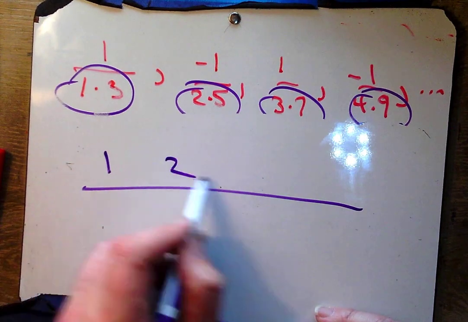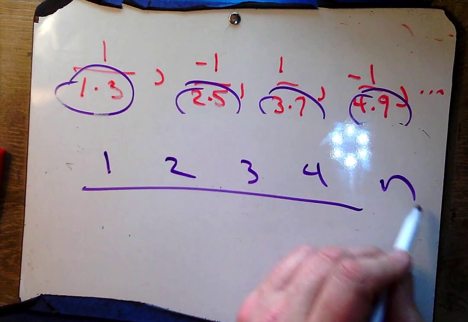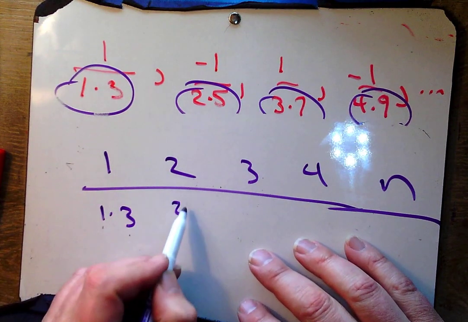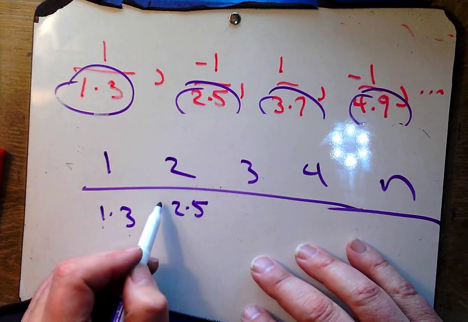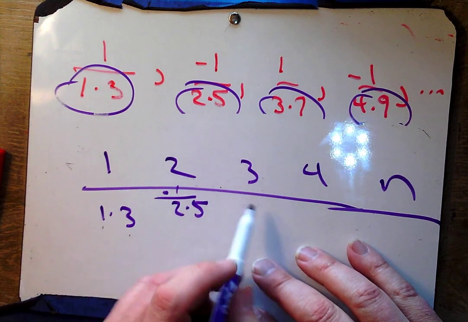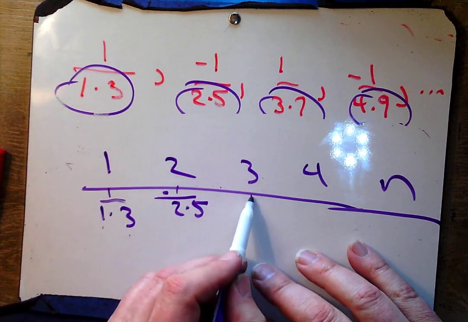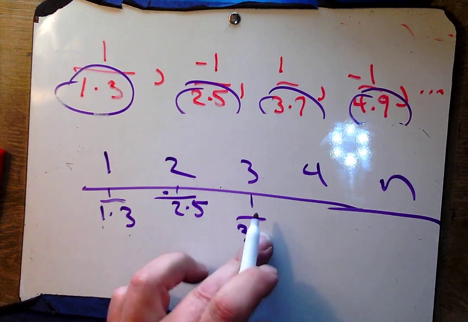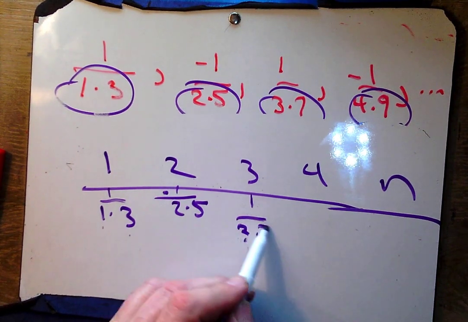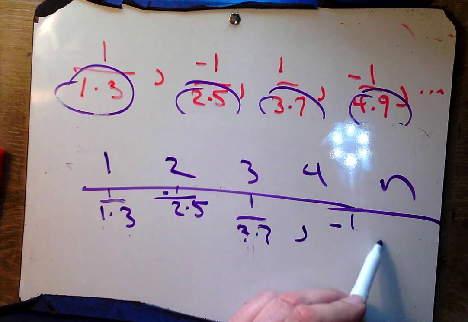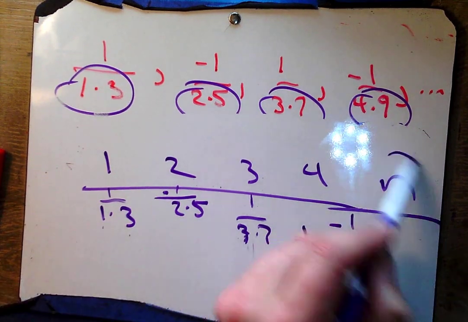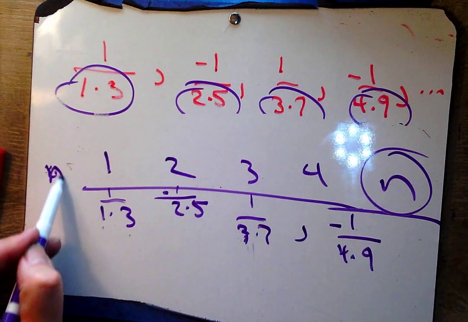Got our first term, our second term, our third term, our fourth term, and we want the nth term. And we're given 1 times 3 times 5. Ooh, there's a negative 1 on top there. Positive 1, and we have 3 times 7. And we have negative 1, 4 times 9. All right, so what's our nth term going to be?